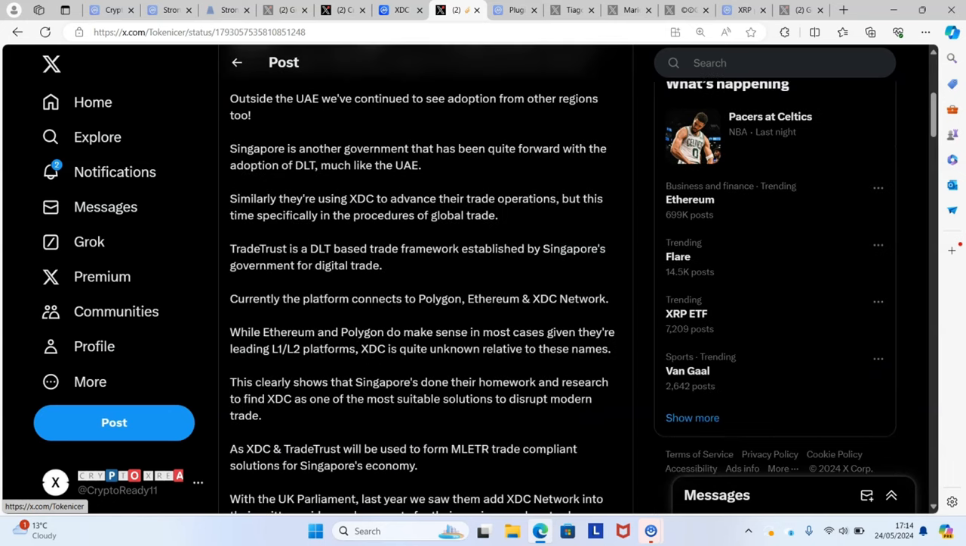Outside the UAE, we've continued to see adoption from other regions too. Singapore is one of them, guys. We talk about XDC regularly on this channel. You should know by now how huge of a monster XDC is. And it's not just for trade finance, it's also for RWA, MLETR. It is happening according to a plan. XDC is well integrated into the new financial system as well.